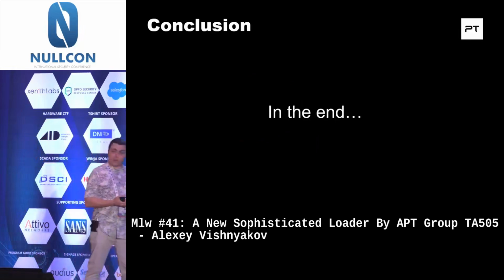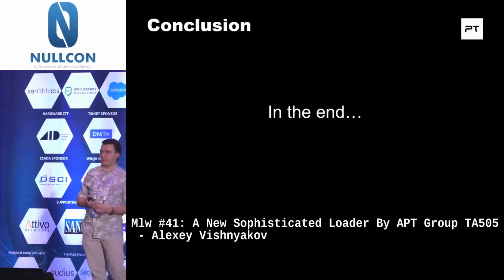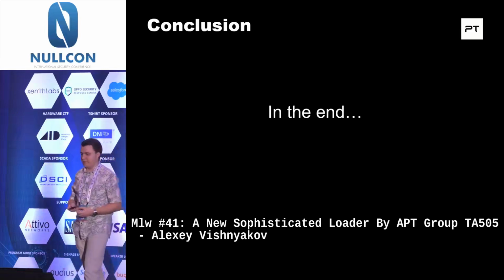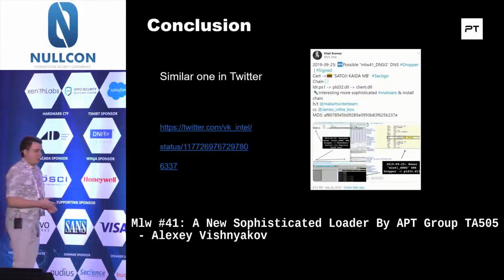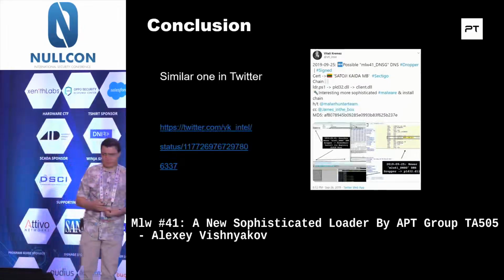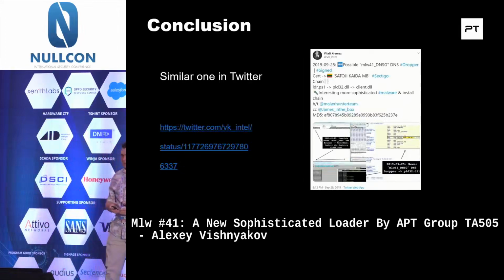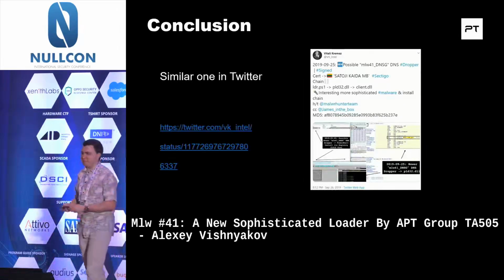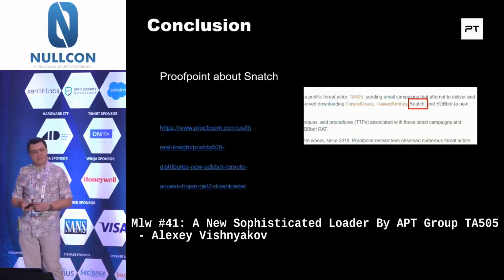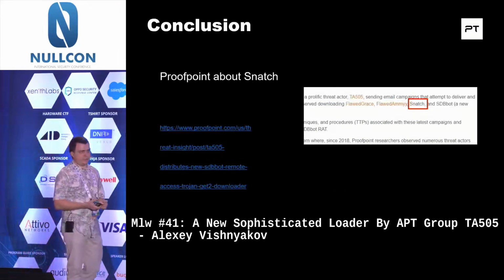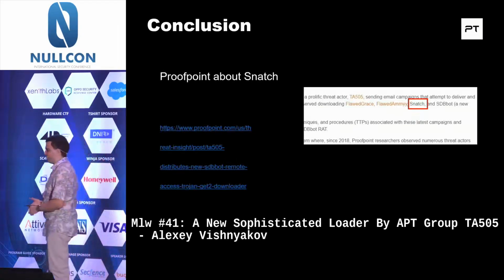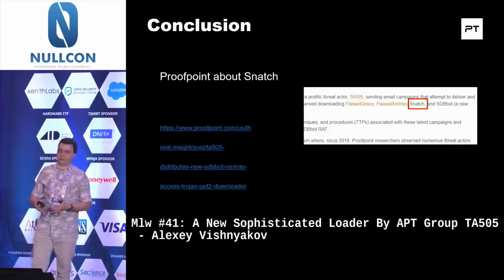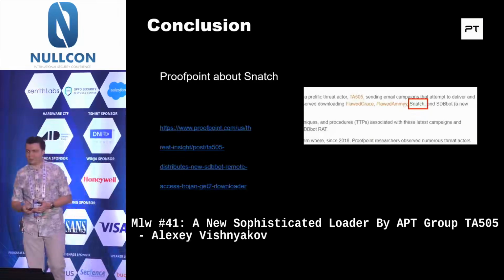Well, that was about threat analysis, and now a few attribution moments. At the end of September of last year, we saw a notification on Twitter about another similar sample. Now you can see many familiar strings based on this talk. After a few weeks, Proofpoint researchers published an article where they describe a new campaign of the TA505 group. They mention several malware families, and one of them is Snatch, or some kind of Snatch loader.